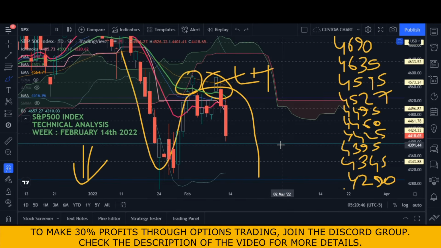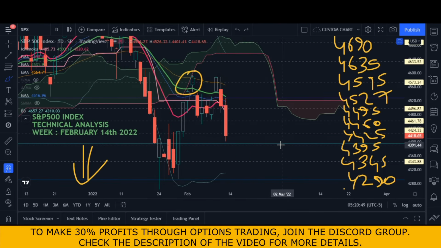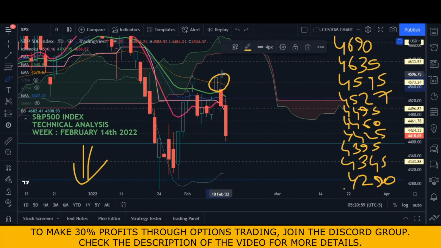Okay, now let's deduce the momentum, or the movement of the market. As of now it looks very clear that because market has failed to close above 4575 on 2 consecutive days, it is bearish. And secondly, it has closed below all of the moving averages, so it is bearish.